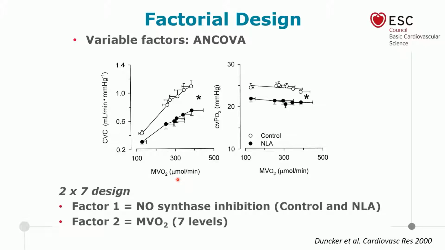It's still a 2x7 design, but rather than calling it a two-way ANOVA, this is an ANCOVA, analysis of covariance, where you actually have a variable factor, myocardial oxygen consumption, and you relate the difference between the control and the NLA, the nitro-L-arginine, an inhibitor of NO synthase. You correlate that to the level of myocardial oxygen consumption. And you can appreciate that for this particular factor, it does seem like there's also an interaction, so the effect is greater at higher levels of oxygen consumption, whereas for the coronary venous oxygen tension, it seems to be constant over a whole range of myocardial oxygen consumptions.